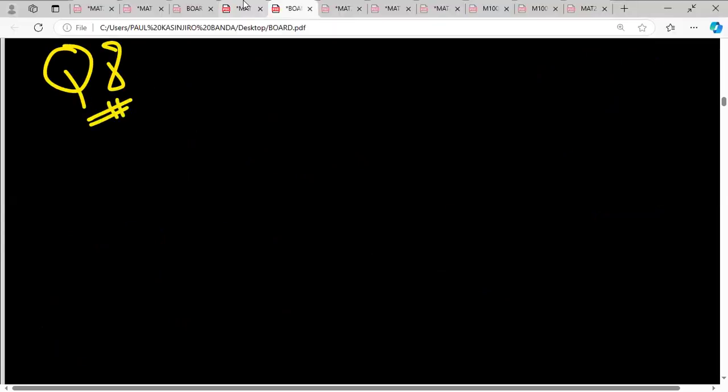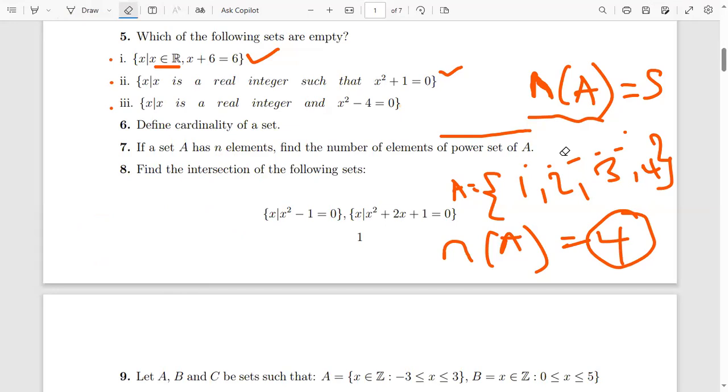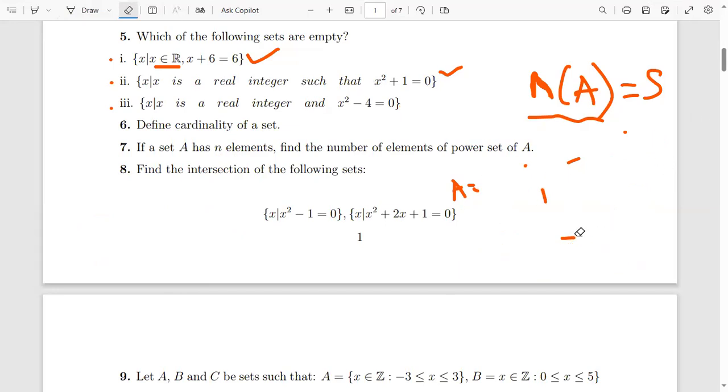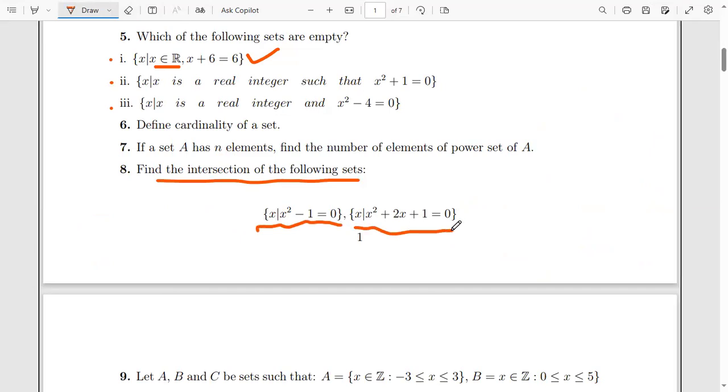All right, and then let's look at question 8. So what does question 8 state? We have been given 2 sets in the form of set builder notation, so we first have to interpret the set builder notation, find the elements that are in those sets, and then go on and find their intersection. Here we've been told to find the intersection of the following sets. The first set is this, and the other set is this. These sets have been given in set builder notation form.